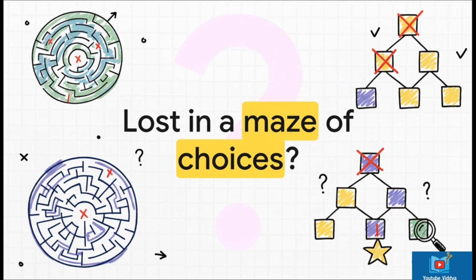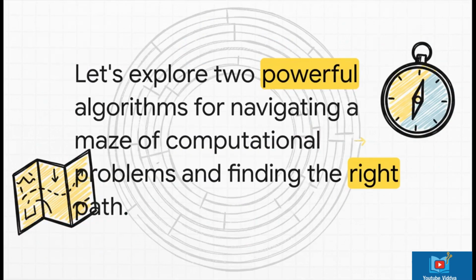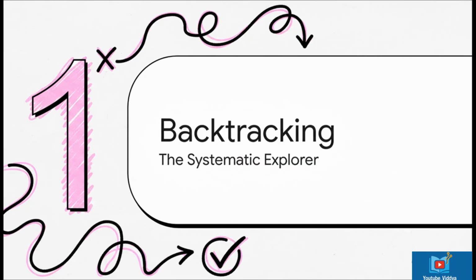find the right answer. So, in this explainer, we're going to demystify two really powerful strategies for finding your way through these kinds of mazes: backtracking and branch and bound. Seriously, you can think of them as the ultimate map and compass for solving some of the toughest puzzles out there. All right, let's jump right in with our first tool, backtracking.